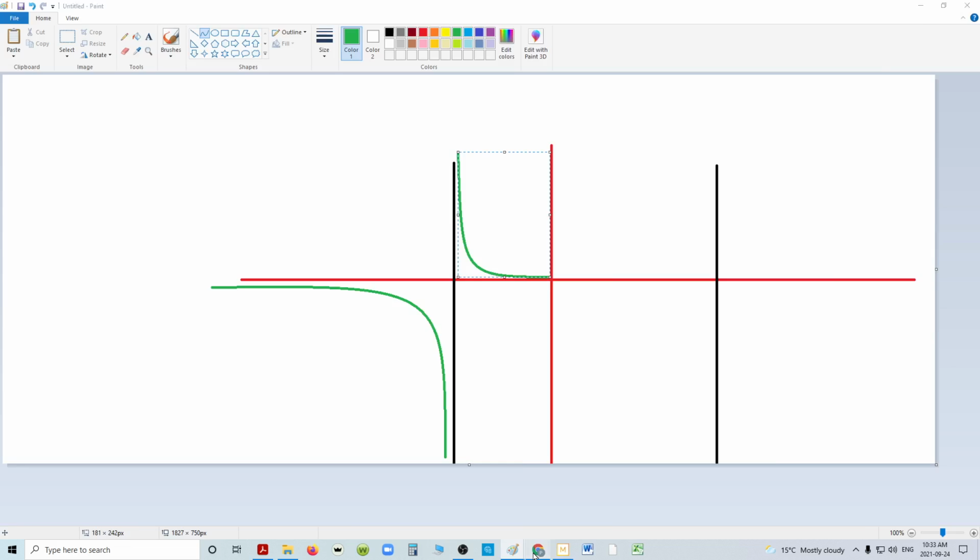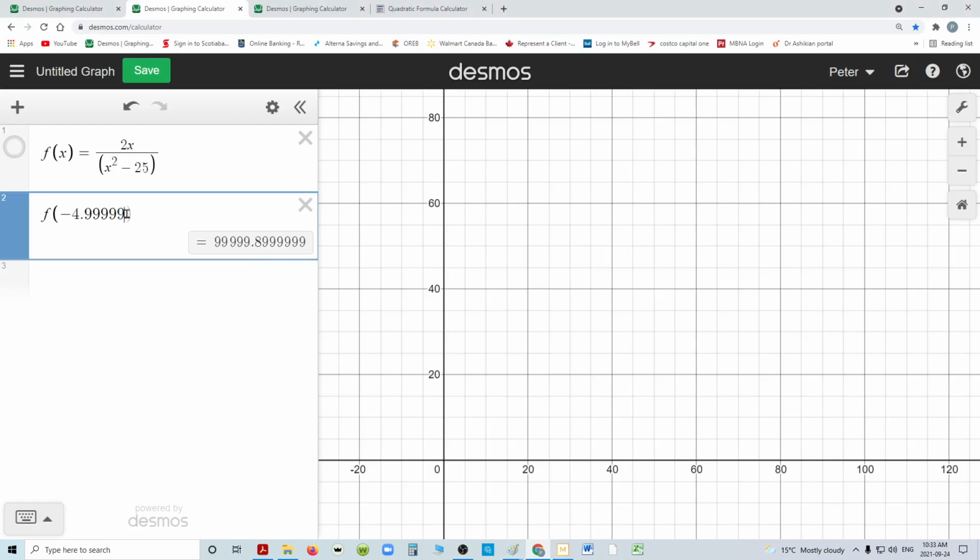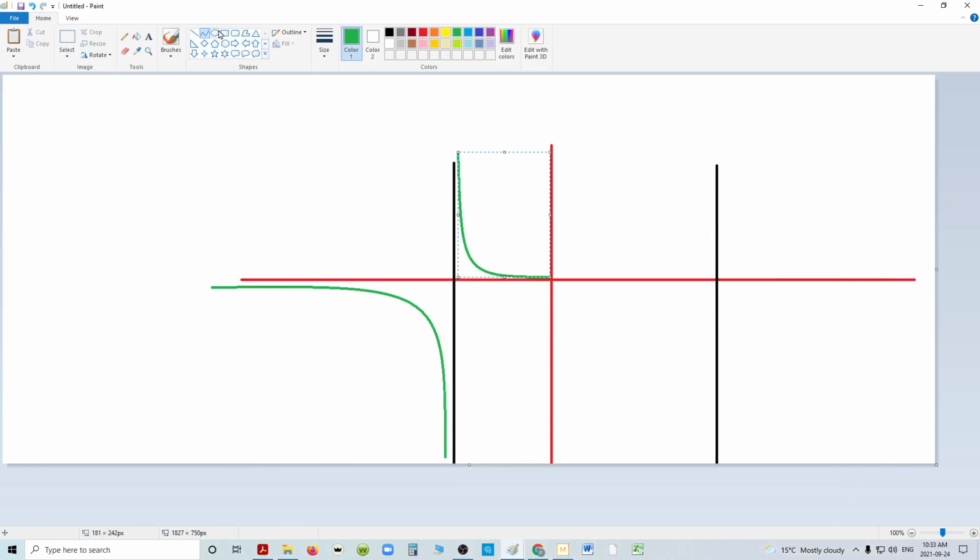And finally, you should take just to the left of the right asymptote, which is 4.99. And I see it's negative infinity. And just to the right of it, which is 5.001, which is positive infinity. So that means for sure I'm also dealing with that. And you always want to double check your values.